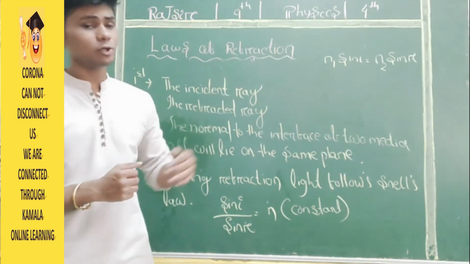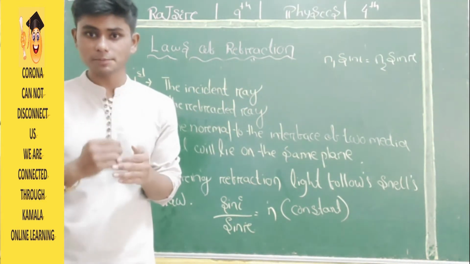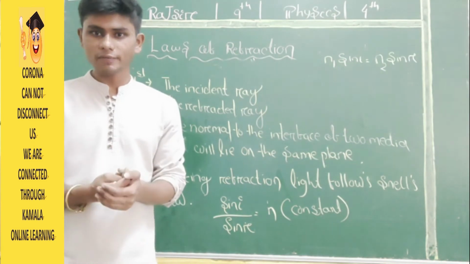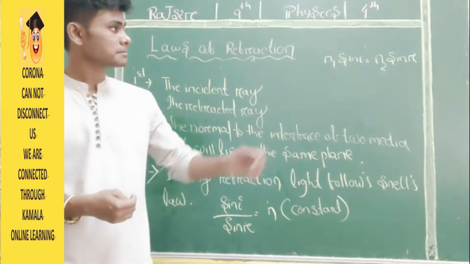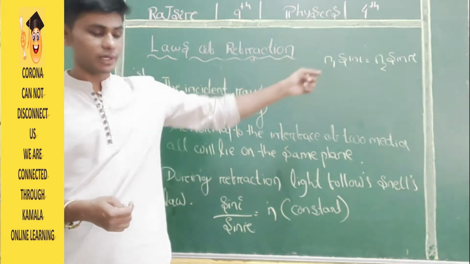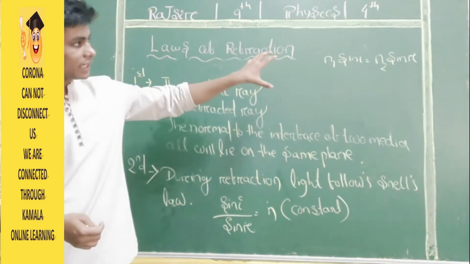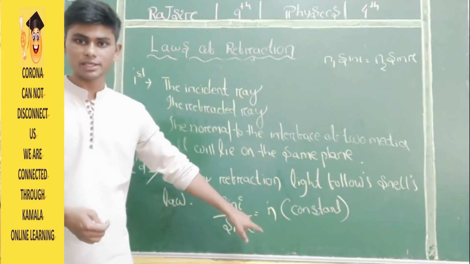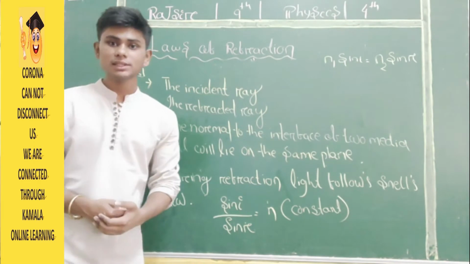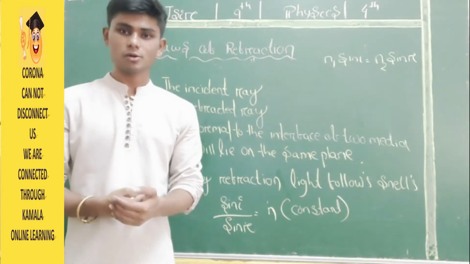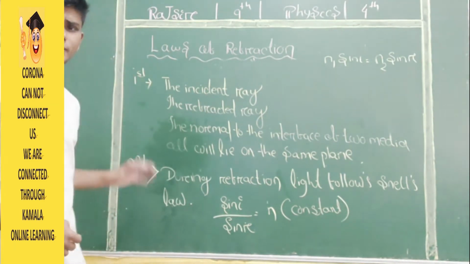When n1 by n2, meaning the refractive index of the first medium with respect to the second medium, is known as the relative refractive index, right? And sin i by sin r is equal to n. Here, I have taken n1 by n2 is equal to n. So this entire thing comes to Snell's law. So these two laws are very important.